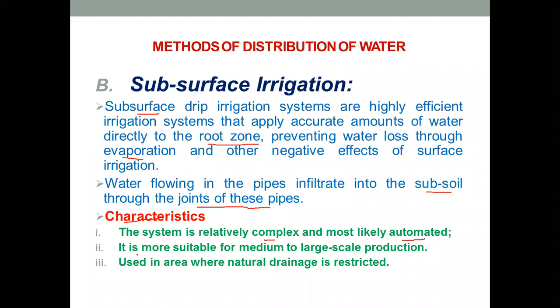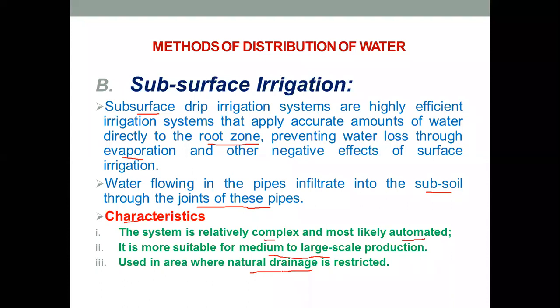Then the next characteristic is that it is more suitable for medium to large scale production. So it cannot be used for small scale agricultural production, or by farmers in India who do not have large agricultural fields, who have just individual agricultural holdings. For those people, this irrigation method is not feasible and it is not economical. Then the next characteristic: it is used in areas where natural drainage is restricted.